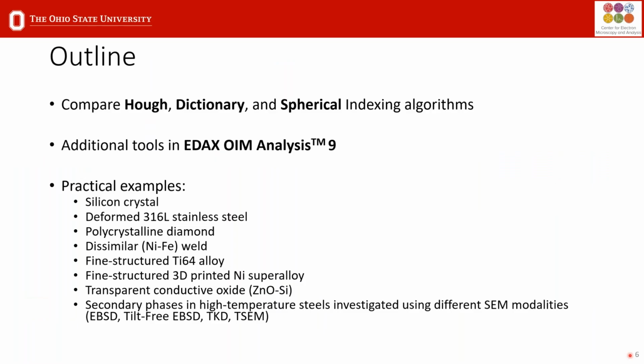As an outline of the talk, we will compare Hough-based, dictionary, and spherical indexing algorithms, discussing their strengths and weaknesses. Then I'll cover some of the additional tools that I've used in analyzing a list of practical examples, including a single crystal silicon, a deformed stainless steel sample, polycrystalline diamond, dissimilar welds, and then fine structured alloys that we use to map out the orientation, the phase, and also identify the secondary phases in these high temperature steels using the different SEM modalities.